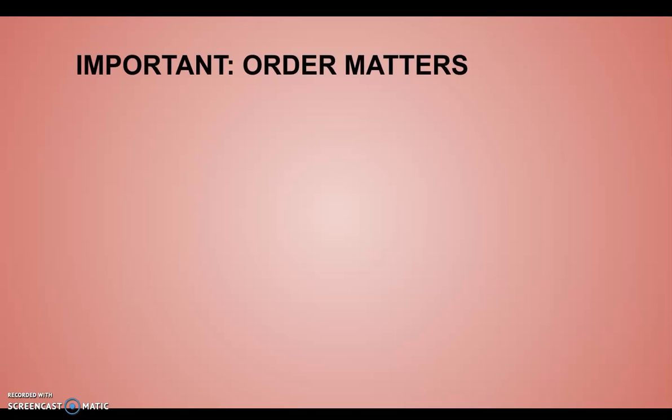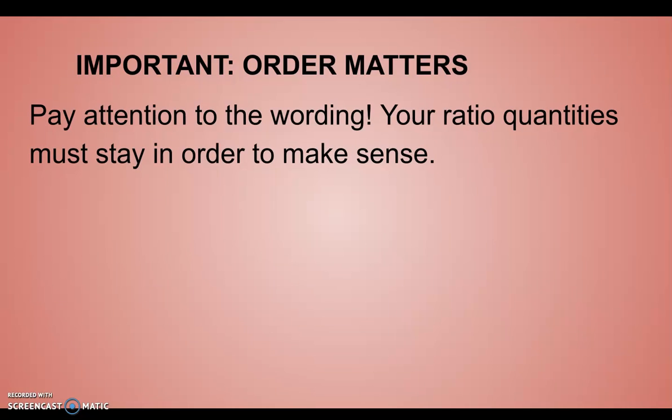Now, again, there's two important things you need to know. Well, everything is important, but two important misconceptions that might occur. Order does matter, so please pay attention to the wording. Your ratio quantities must stay in order to make sense. Sometimes they might tell you a certain part to the other part, and you might make that mistake. It's like asking, is 1 over 2 the same as 2 over 1? The answer would be no. So please make sure you pay attention to the wording.